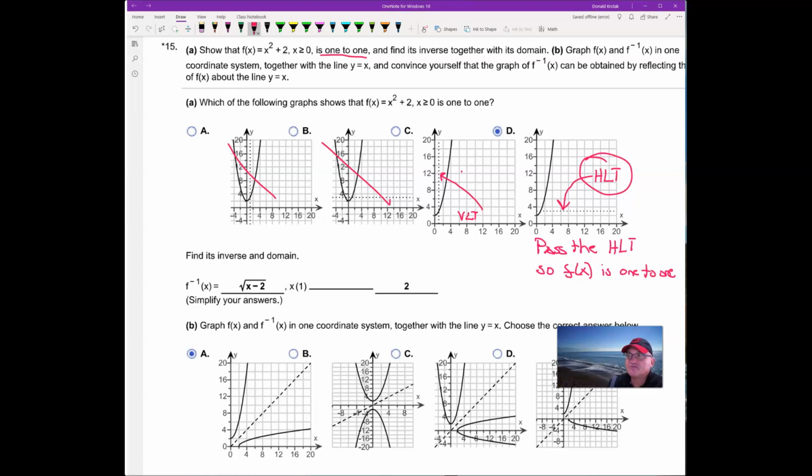All right, then the next step was to find the inverse. So that's where we write it like this, and then we switch x and y, and then we solve for y. And there's our solution there.